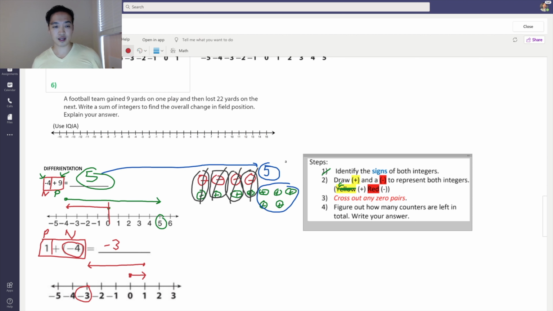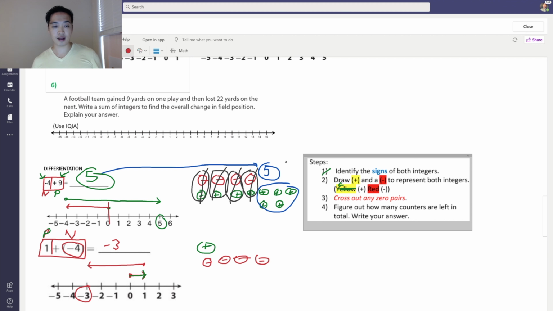And you know what? Just for kicks, let me do the counters again. So how many positive counters do I have? Let me make sure this is a green. So I just want to make sure you guys know this is the first integer here. We have 1 positive integer. And then we have how many reds? We have 1, 2, 3, and 4. Okay.